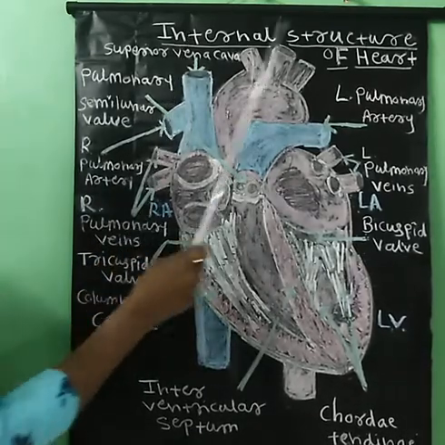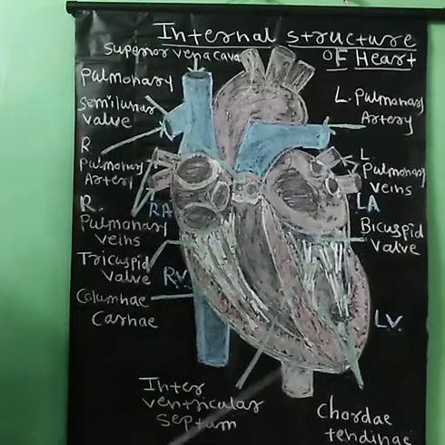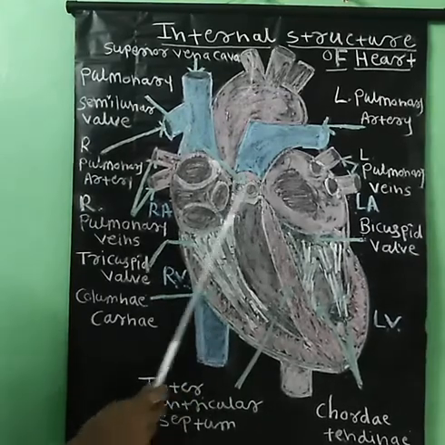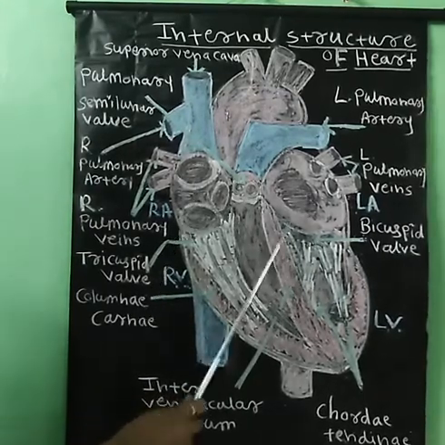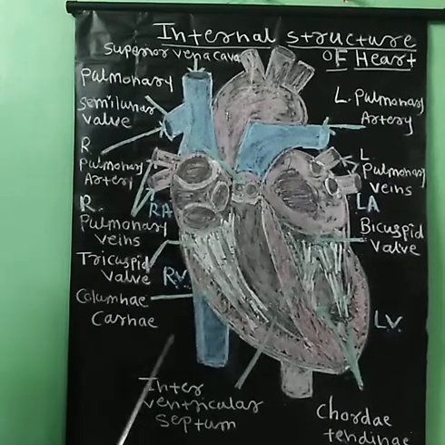Next point, internal structure of human heart. Internally, human heart consists of 4 chambers. Upper 2 chambers are known as atria or atrium, while lower 2 chambers are known as ventricles.